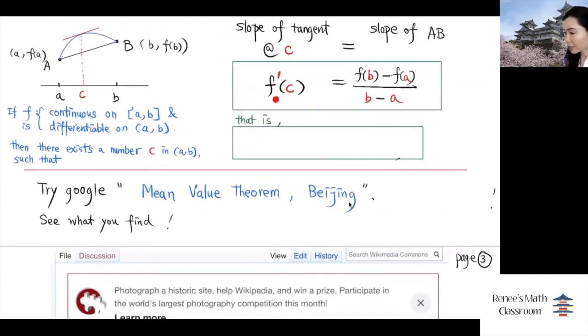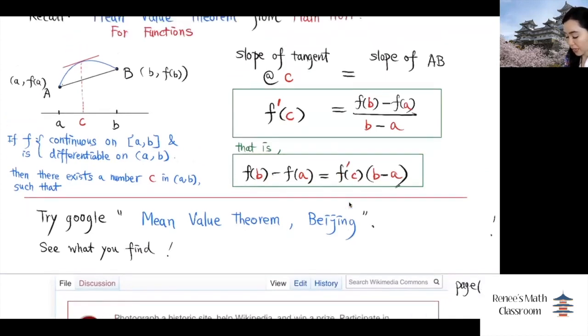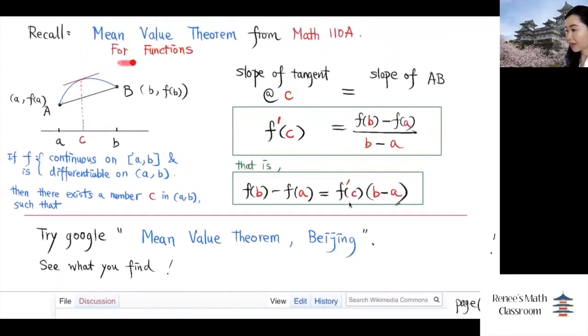Now, another way to put this is you can multiply both sides by b minus a. So now you're going to have f(b) minus f(a) equal to f prime of c times b minus a. So that's another way to write the result of this mean value theorem.